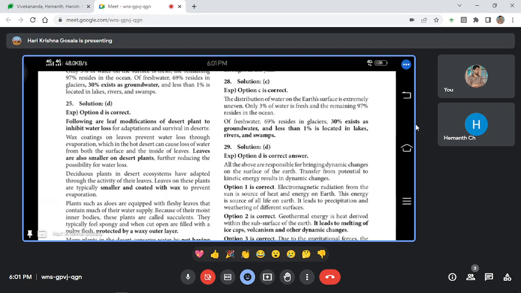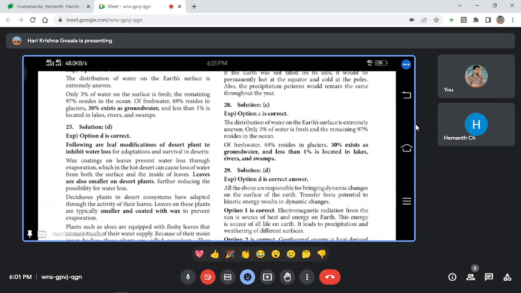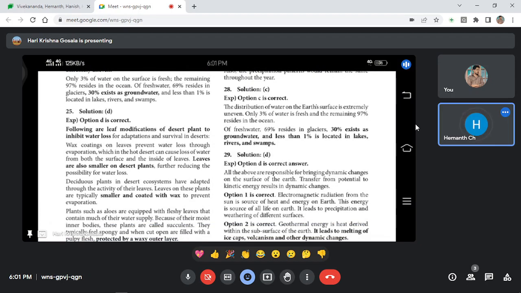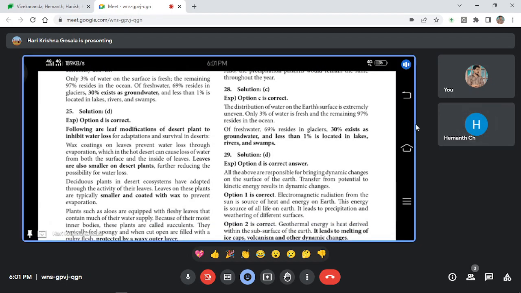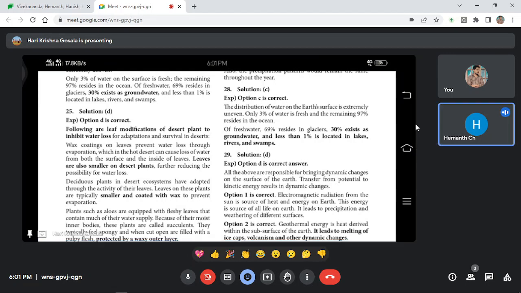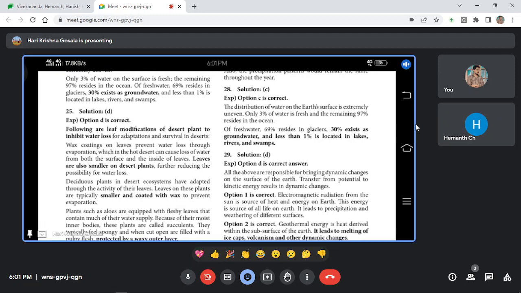Option C is correct. The distribution of water on the Earth's surface is extremely uneven. Only 3% of water is fresh and the remaining 97% resides in the ocean. Of the fresh water, 69% resides in glaciers, 30% exists as groundwater, and less than 1% is located in lakes, rivers, and swamps.